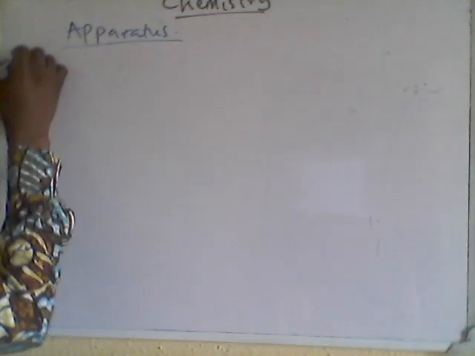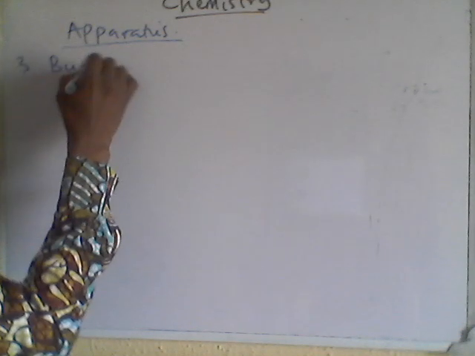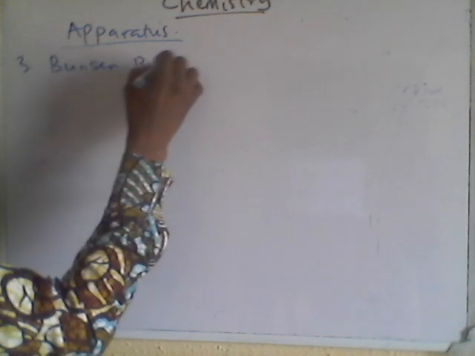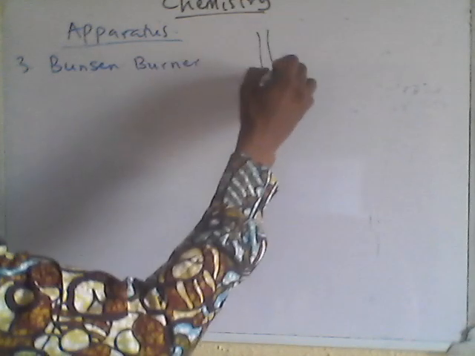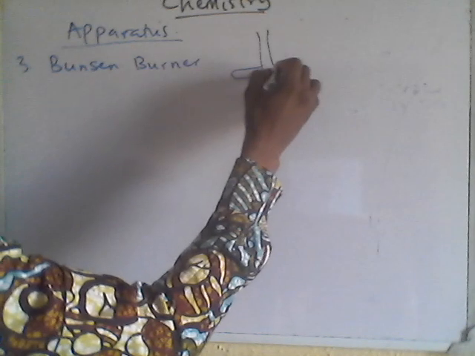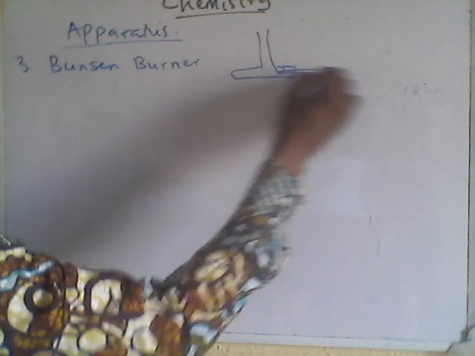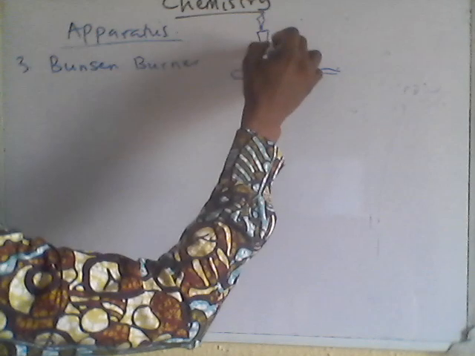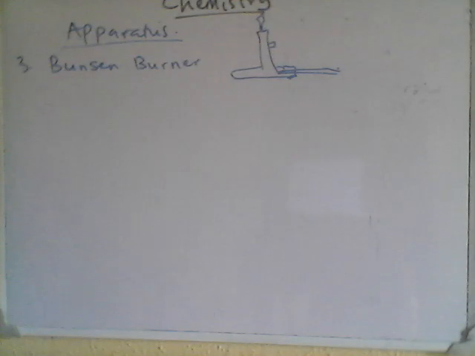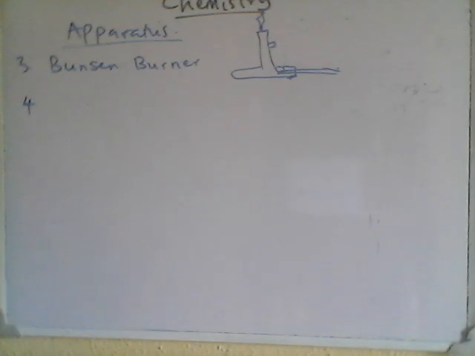So the third one is the Bunsen burner. The Bunsen burner is the one that provides our heating source to heat in the experiment. So it looks like this with its cable to supply gas. There's flame here, something to control the flame.